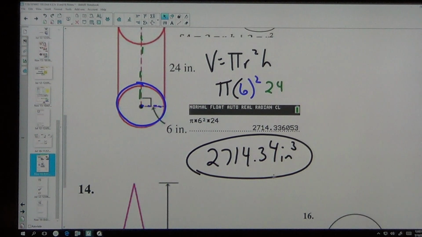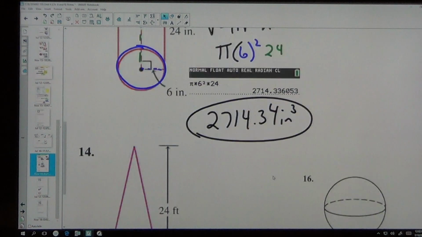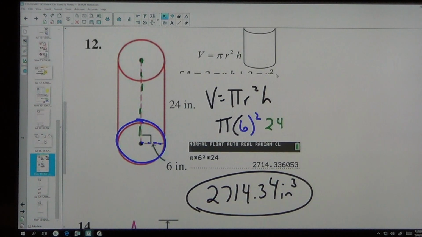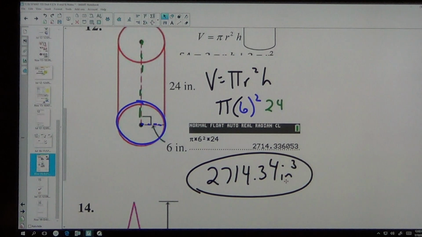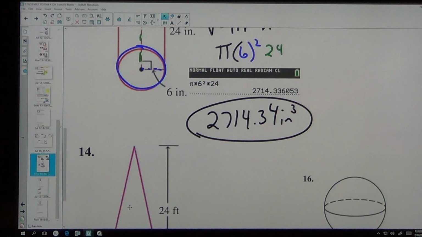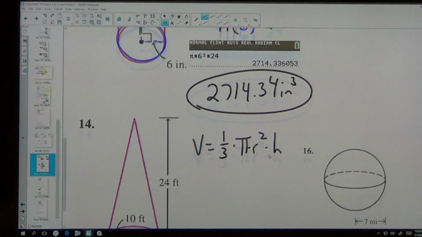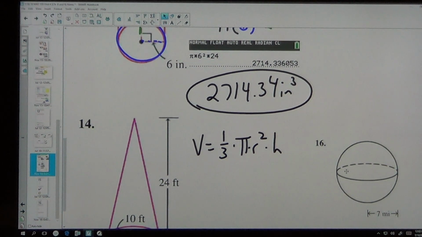Pi r squared h, that's the formula for a cylinder. Now we're going to get the cone formula, and this is on the formula sheet, I'm just copying it. It's 1/3 times pi r squared h.